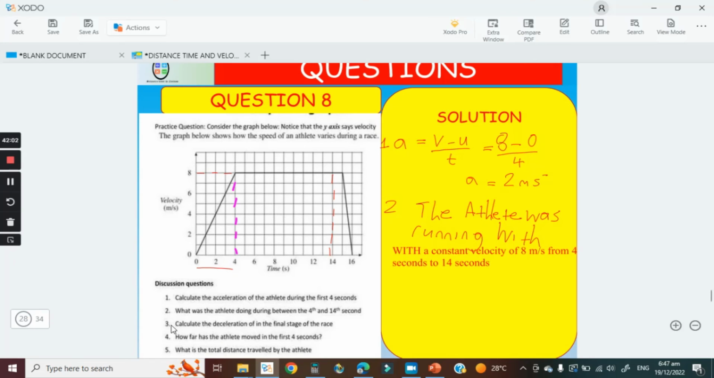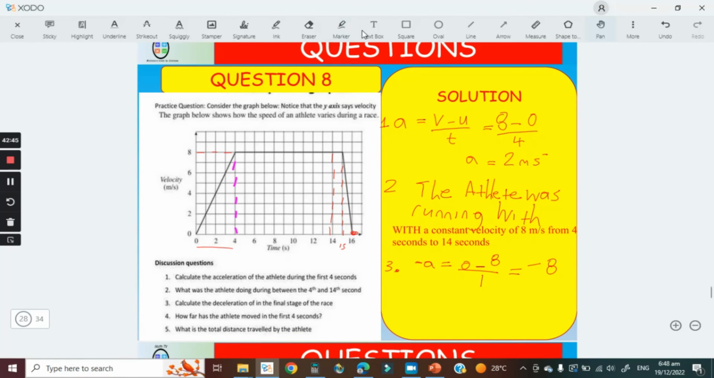Now, number 3. Number 3 says, calculate the deceleration in the final stage of the race. The final stage is when the athlete started slowing down big time. So we need to work out the gradient at that portion. The deceleration, or the negative acceleration, is equal to the final velocity, which was 0, minus the initial velocity of 8, over the time taken, which is 1. So it works out to be negative 8.